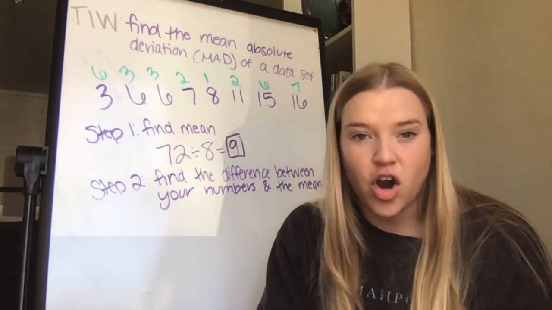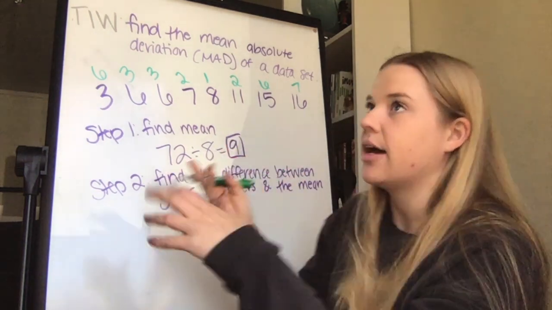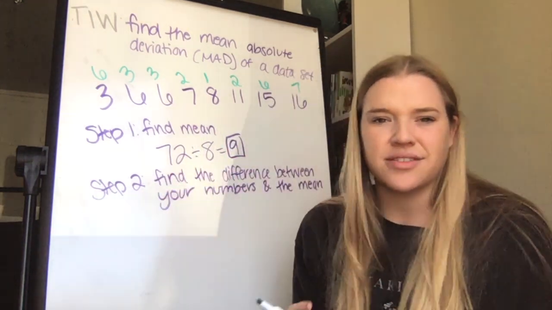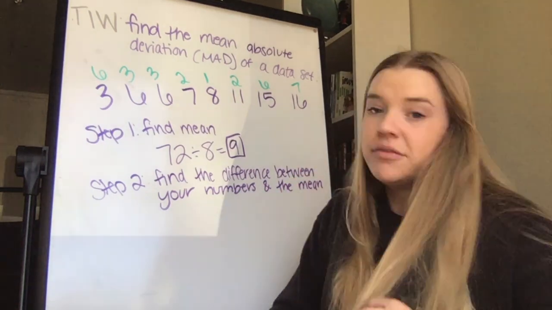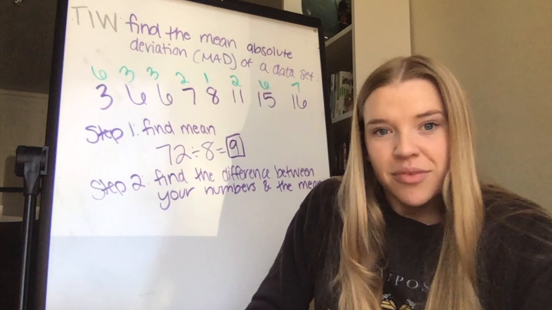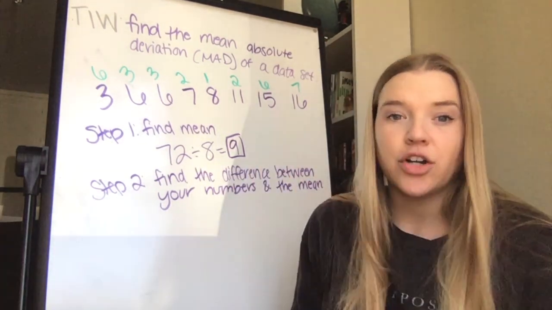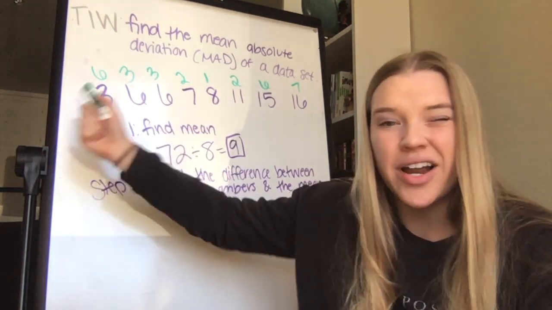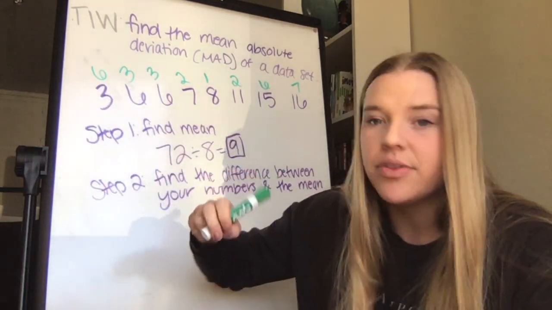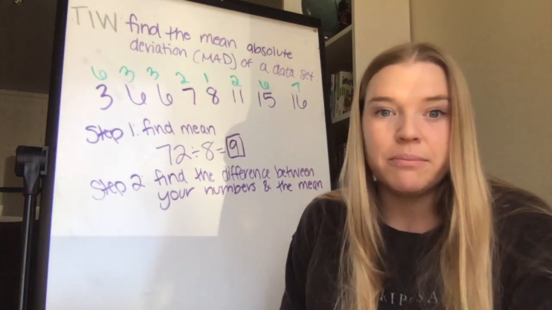I see how far each number is from my mean. So I'm going to use a context here just to see if it makes a little bit more sense. Let's say this is the average number of crayons in people's pencil boxes. So on average, kids have 9 crayons in their pencil boxes. This kid only has 3. That means he is 6 crayons away from being the average. This kid has 16. That means he is 7 crayons away from being the average.